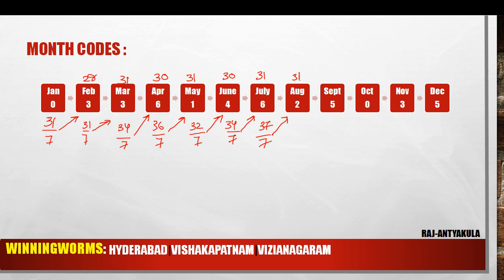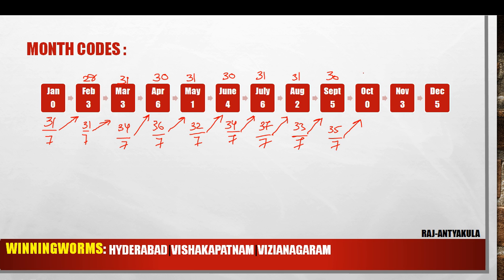August has 31 days. And 31 plus 2 is how much? 33. When 33 is divided by 7, what is the remainder? 5. So the month code for September is 5. September has how many days? 30 days. And 30 plus 5 is 35. When 35 is divided by 7, what is the remainder? 0. So 0 is the month code for October.